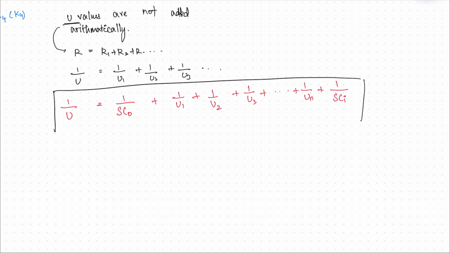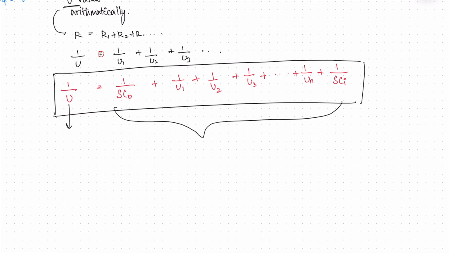And lastly, remember to reciprocate to find the U value, because this still is your thermal resistance. It's not your thermal transmittance. So you find the value for this, you'll find something like 1 by something, and then you divide it, so you'll get the reciprocal, and you will find the U value of that material.